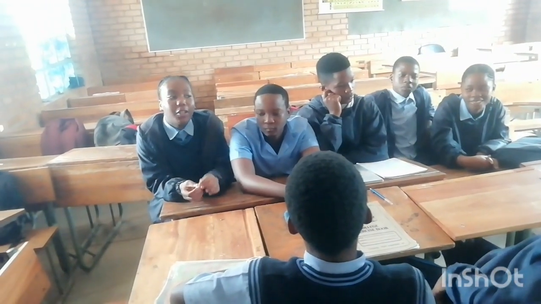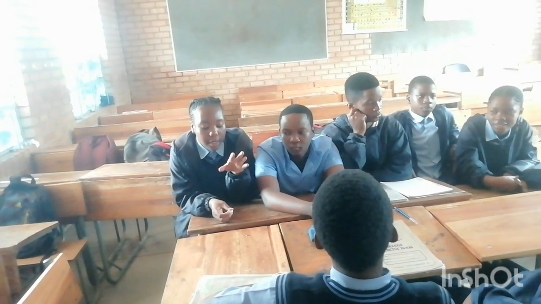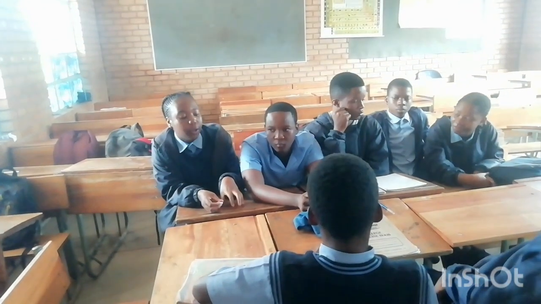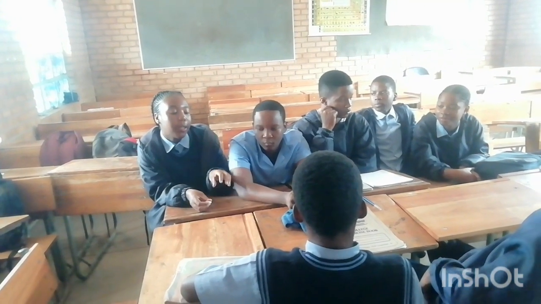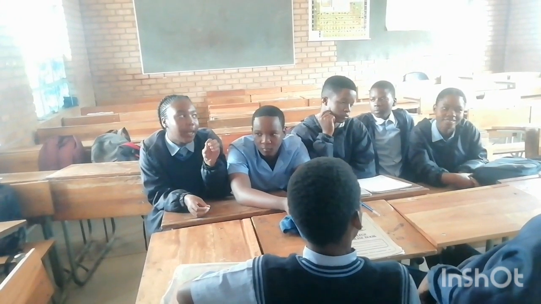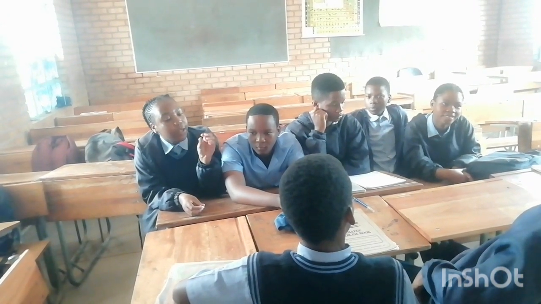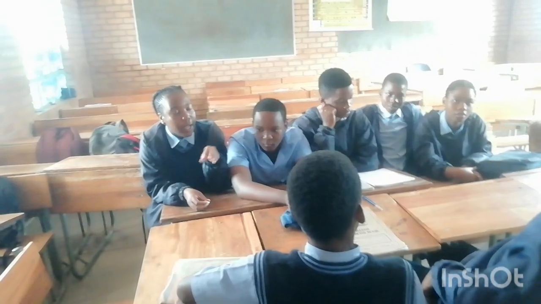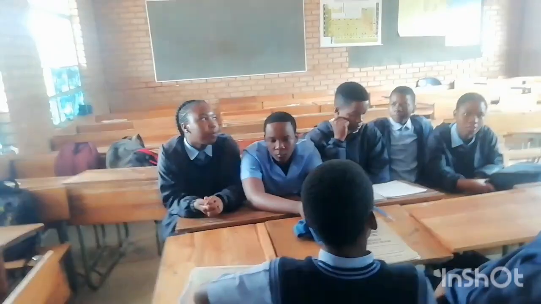Okay, another person? Yes, Julia? I learned about the function of the roots, that they absorb water and dissolve minerals from the soil. I also learned about the structure of the roots, which has a cortex made up of many layers of very thin-walled parenchyma cells. Its function is to transport water from the root hair to the xylem, and it also stores starch.